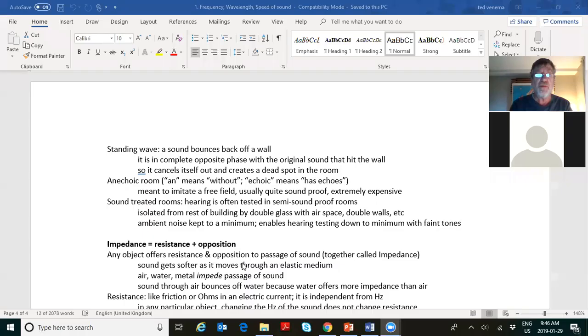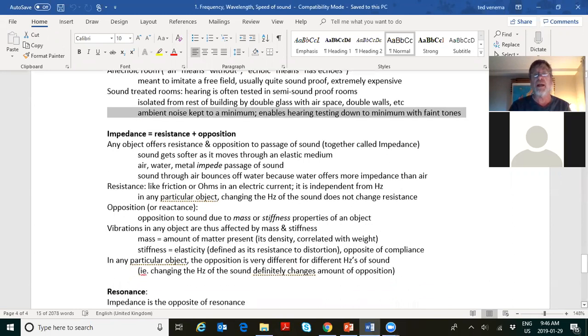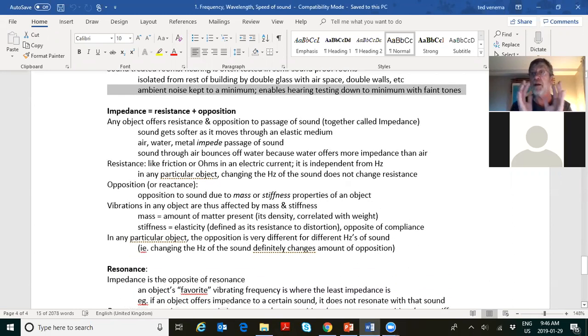Share screen once again and look at our notes. Sound treated rooms. Hearing testing is often done in semi-soundproof rooms. They're often isolated from the rest of the building by double glass with an air space or whatever. Ambient room noise outside, therefore, is kept to a minimum and enables hearing testing down to a minimum with faint tones. Okay, leave that little topic behind.